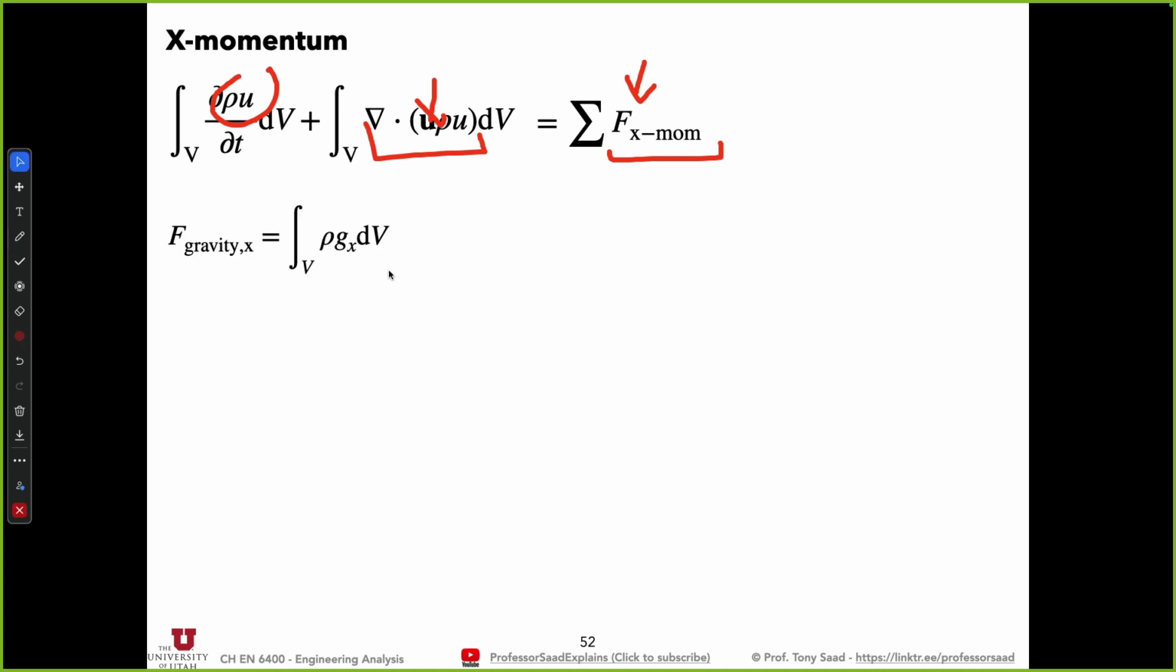Okay, so what were those? It was the x component of the force of gravity, the x component of the pressure force, and the x component of the diffusion, the contribution of the diffusion flux.